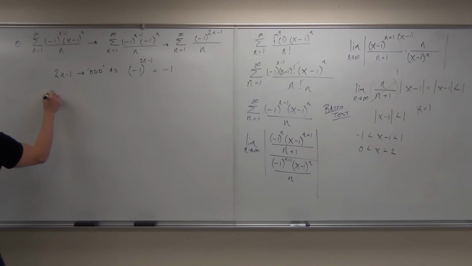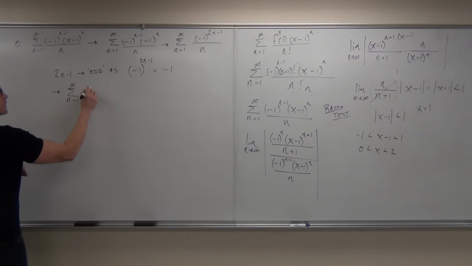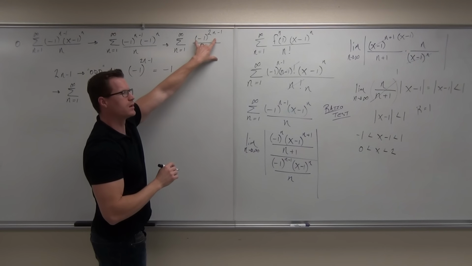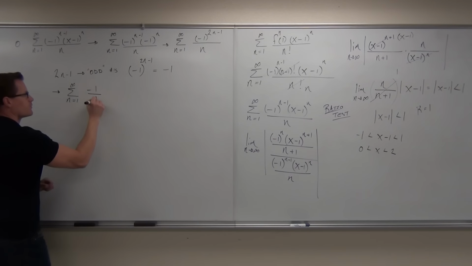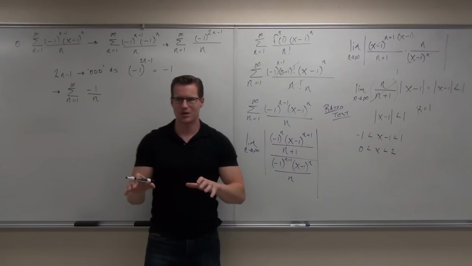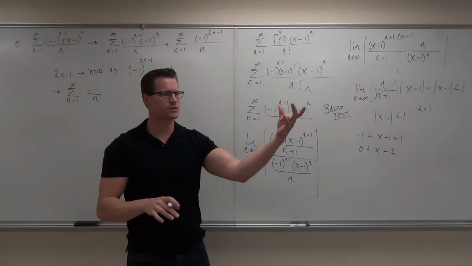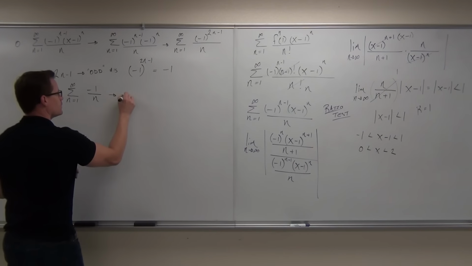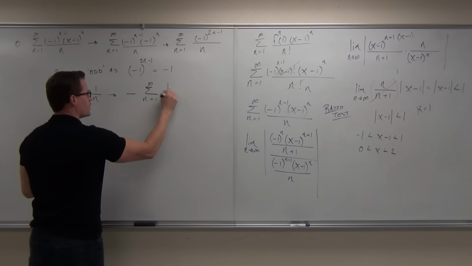Therefore, this series becomes... How much is this whole piece? Do you understand why? If this is always odds, this whole piece becomes -1 over n. You sure you're okay with it? Now, do you remember that we can pull constants out of our series? Negative sum from 1 to infinity of 1 over n.